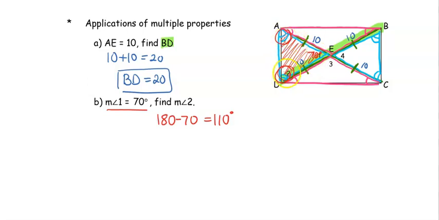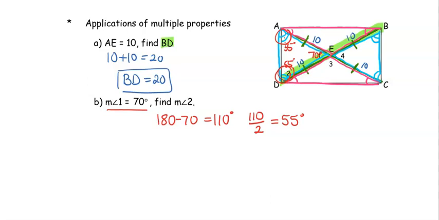Because the base angles are congruent, I take that 110 and I divide it into 2 equal angles, which is going to make each of those base angles 55. So the key here is that because it's isosceles, the base angles are congruent, which means I get to split the remaining measurements into equal angles.